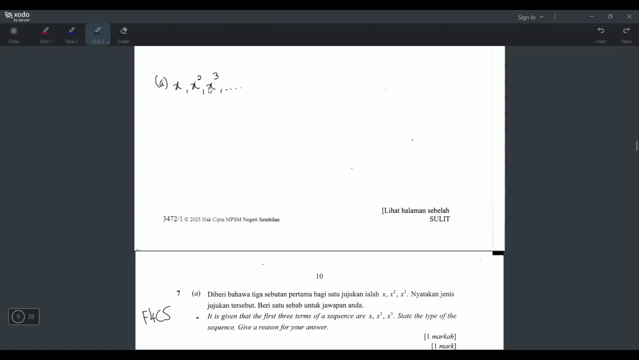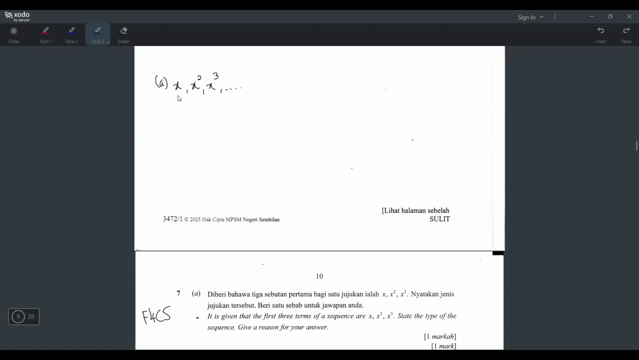Now it says, state the type of sequence, give a reason for your answer. It's geometric. There are only 2 types of sequence, either arithmetic or geometric. This one is confirmed geometric. But how do we prove it? How to show the working? We can find the ratio here and find the ratio here and prove that they have the same ratio. I already know it will be the same.